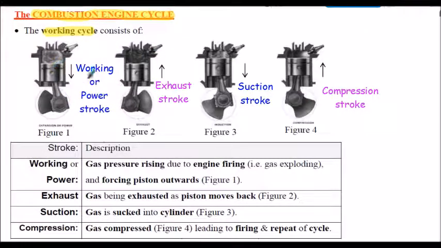We've got the first stroke, as they're called here, the working stroke, or sometimes called the power stroke. That's where the pressure is rising due to the engine firing and gas exploding, and it forces the piston, they call it outwards, I'm calling it downwards in my little diagram there. So that's the power stroke there, where the gases have been compressed and they're being ignited. So it's pushing the piston down. Next stroke we've got is what's called the exhaust stroke. This is where the cylinder is now moving upwards here.